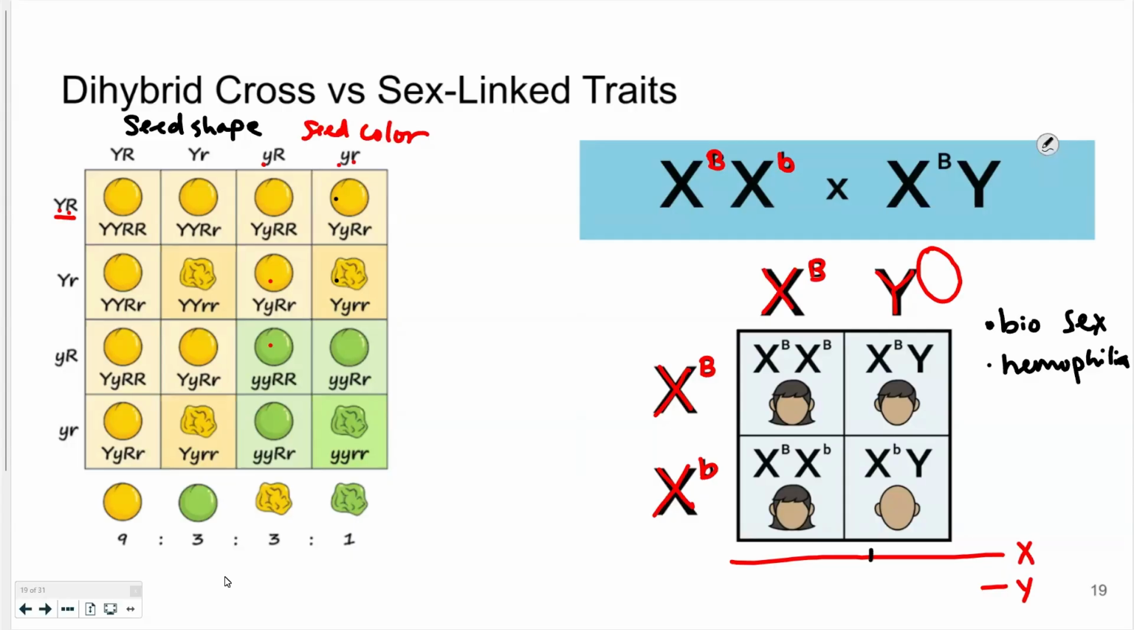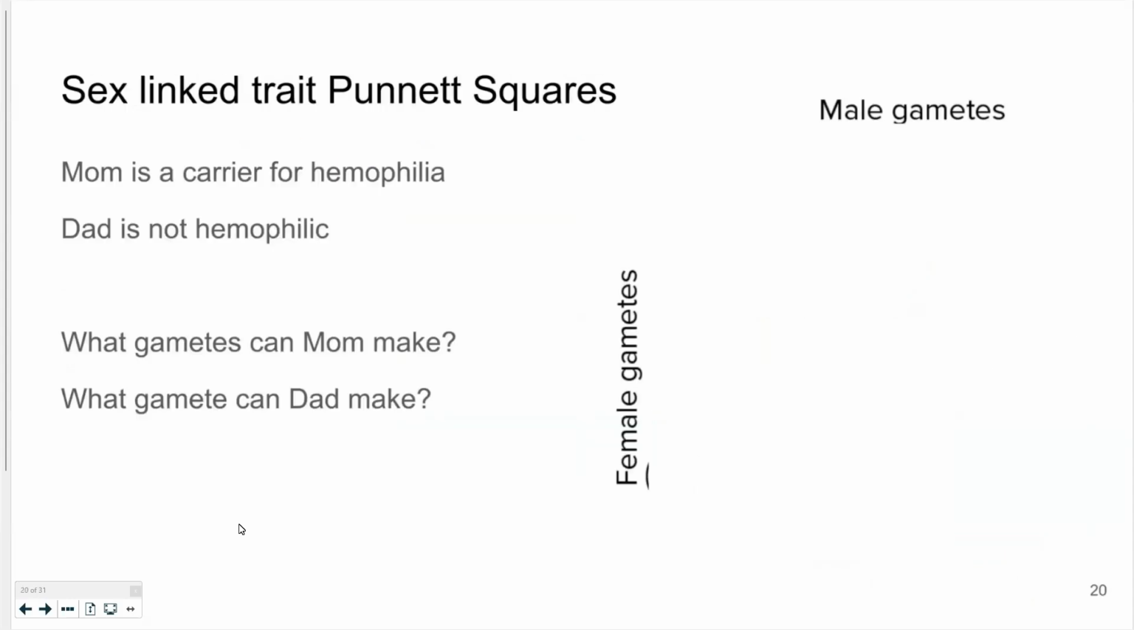The B's don't occur on the Y chromosome. Okay. So this is how we're going to do our sex-linked trait Punnett squares. So let's get some vocabulary out of the way. First, let's talk about what we mean by a carrier.